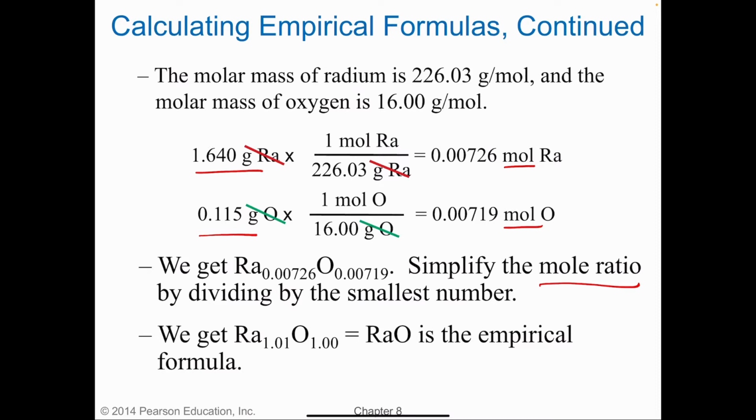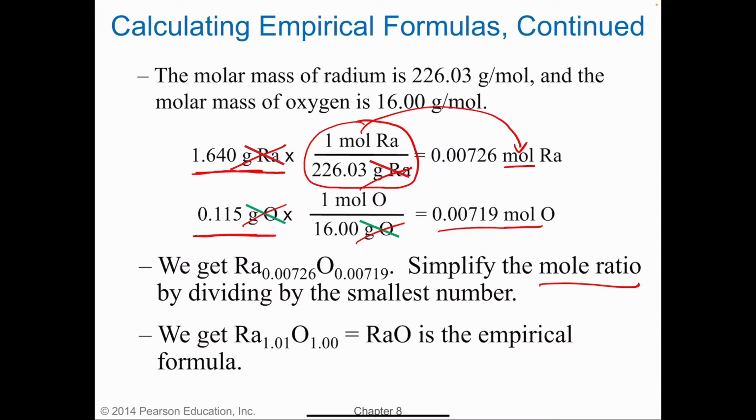So from the problem, we had 1.64 grams of radium metal, and looking at the periodic table, we can get the molar mass for radium. We put the 226 value on the bottom so that grams would cancel, and now we have units of moles. And then for the oxygen, we have the 0.115 grams. We look at the periodic table for the molar mass of oxygen, and we get 16, and we put the 16 on the bottom so that the grams cancels, and we get 0.00719. So then the next thing that you do to figure out what is the mole ratio, because we are looking for integer values.